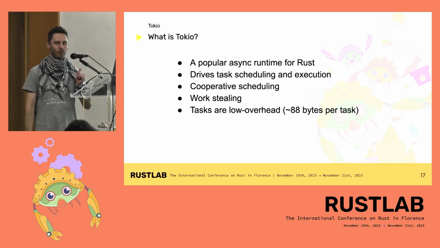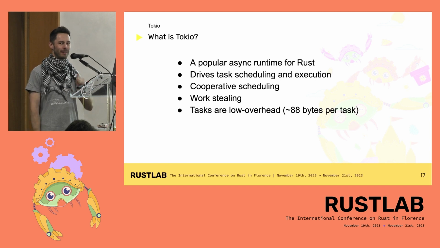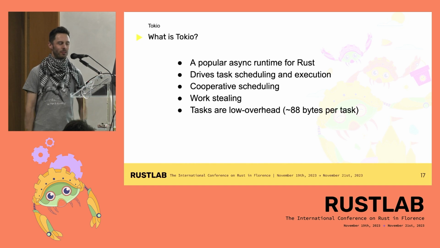And the task, as I said, has low overhead. So I have this number: tasks have roughly 88 bytes of overhead. I haven't checked this recently, but it's more or less that. So a task will basically weigh in at 88 bytes plus the size of your future.